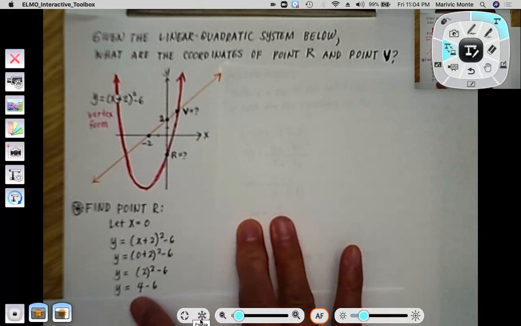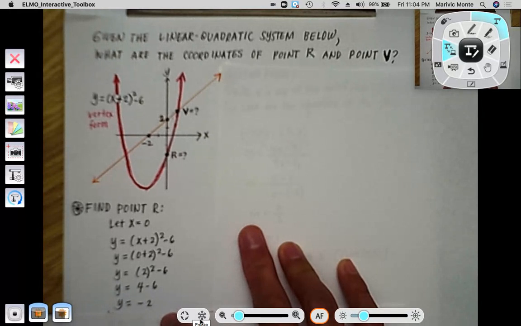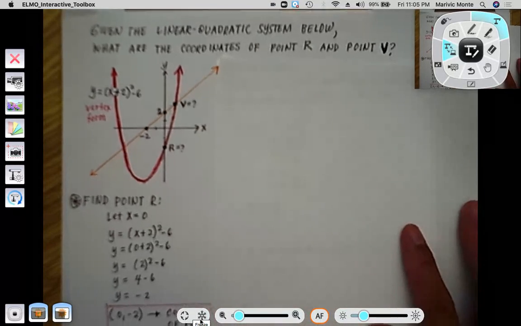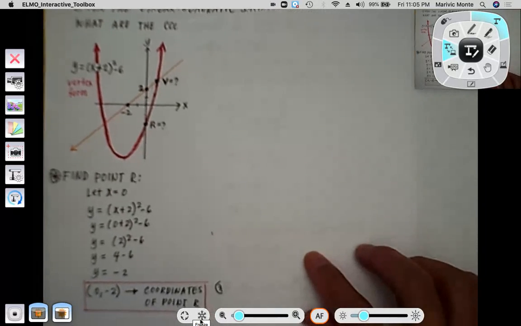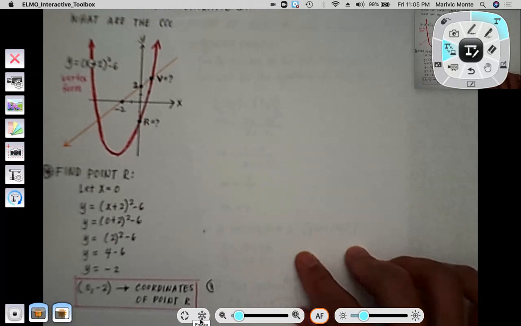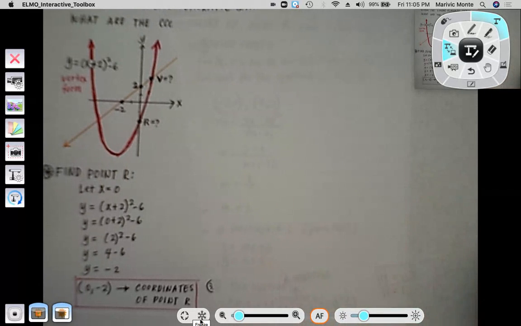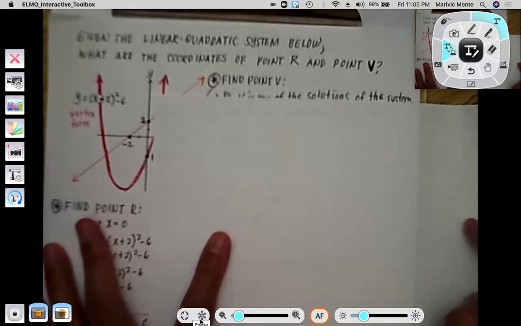And y is now, the 2 squared there became a 4. So we have 4 minus 6 at this line. And we finally got the y-intercept, y equals negative 2. And when we had that, we finally wrote down 0, negative 2 as the coordinates of point R. So we have answered in part the question on top. And then we proceeded with looking for point V.